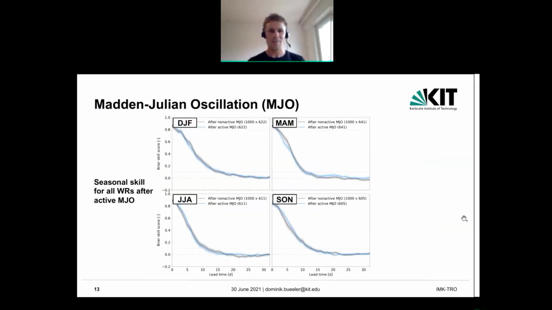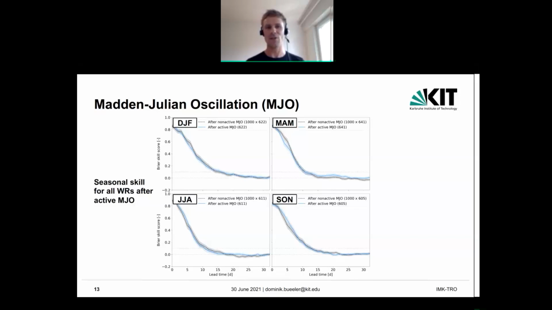And as a last step, I'd like to show you how the MJO affects the skill for these 7 regimes. So what we did first, we looked at the seasonal skill for all regimes after an active MJO in blue compared to a non-active MJO in black for the 4 seasons. And as you see, there's no big modulations in skill, which was a bit surprising to us at first glance. But to understand this better, we had to look into the individual phases.